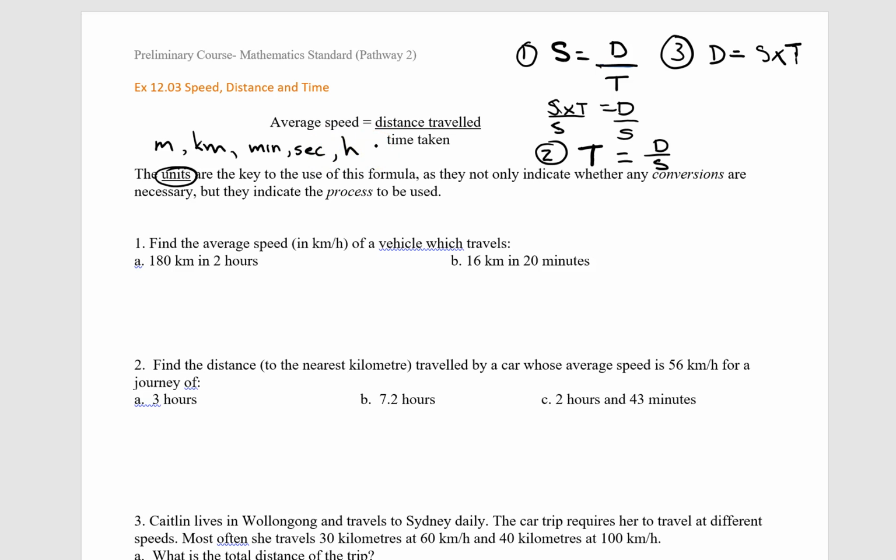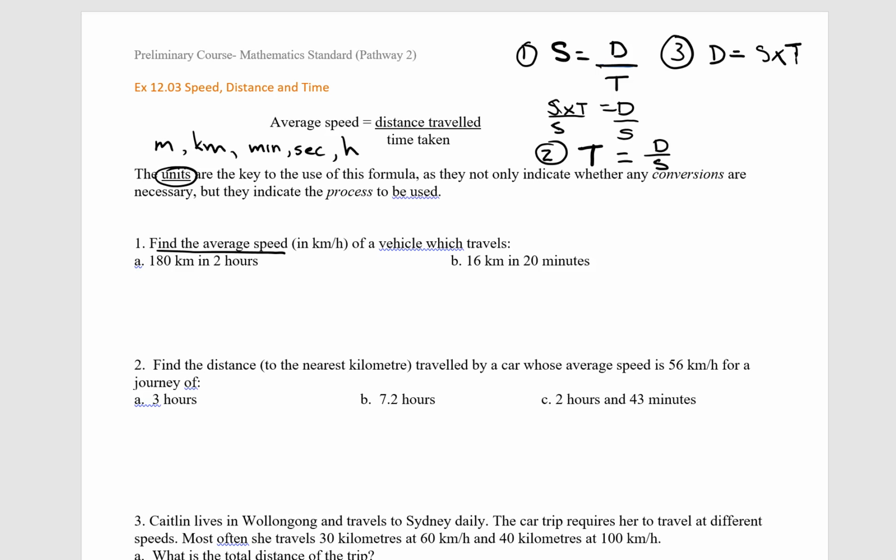And that's about it. So it's like I said originally, we're doing this unit because it relies heavily on the algebraic skills you've just learned in the previous chapter.